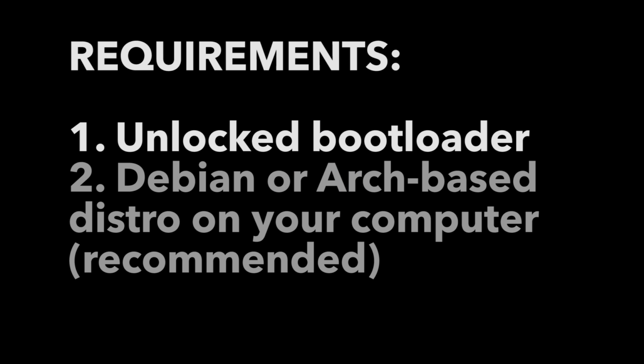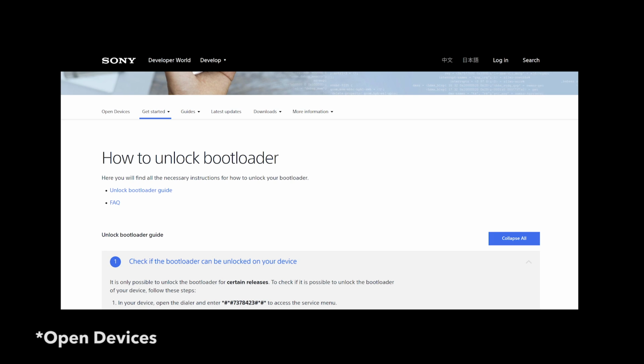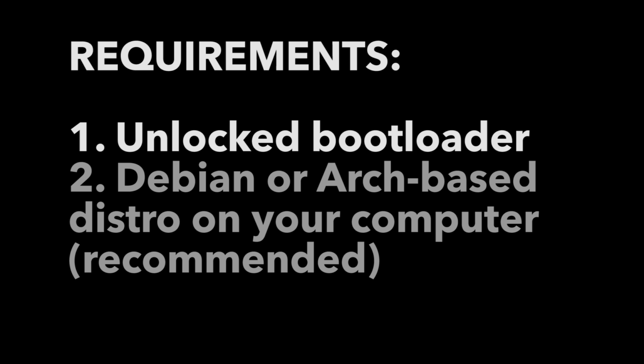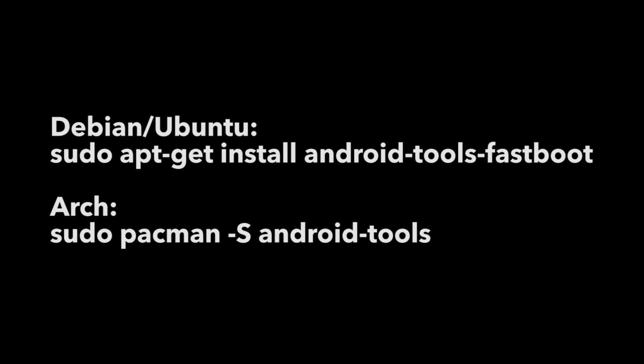Unlocking your bootloader allows you to install a custom OS to your device. For the Xperia Z1, I could unlock the bootloader by entering my IMEI on the Sony Open Developers website and following the instructions there. Side note, you will have to install Fastboot on your computer to unlock your bootloader. On Debian-based distros like Ubuntu, you can run sudo apt-get install android-tools-fastboot.